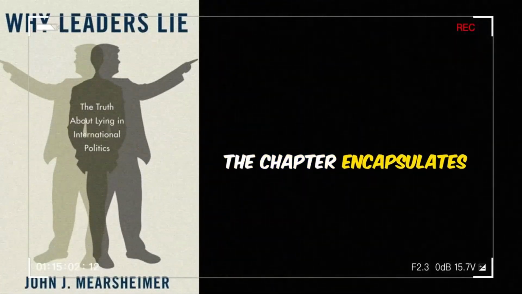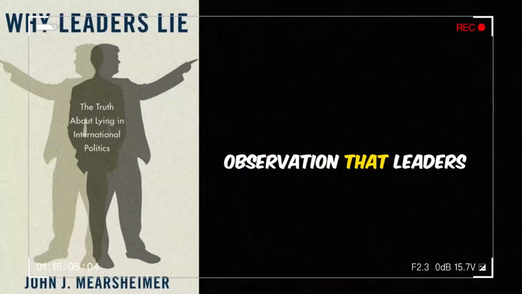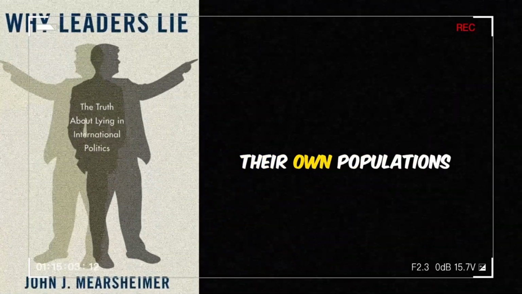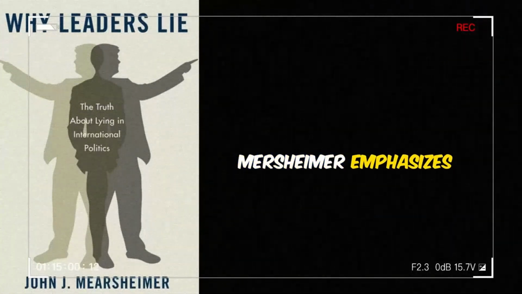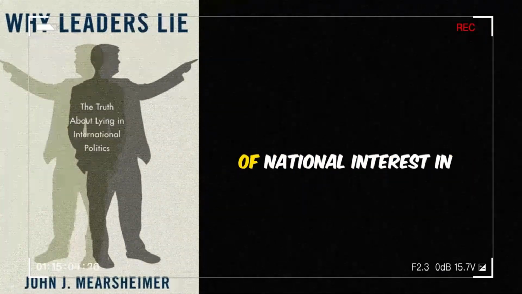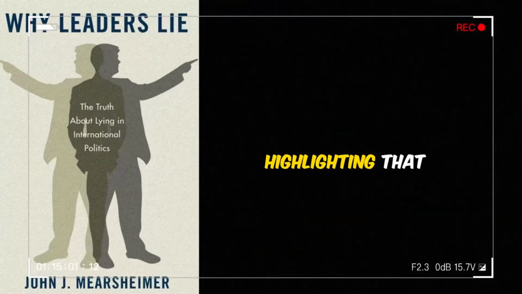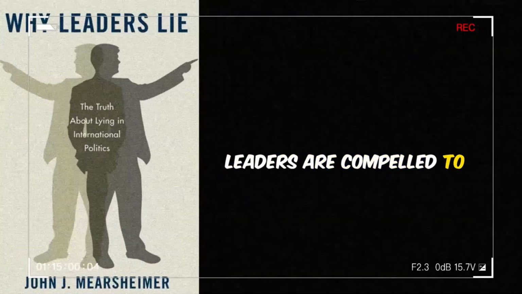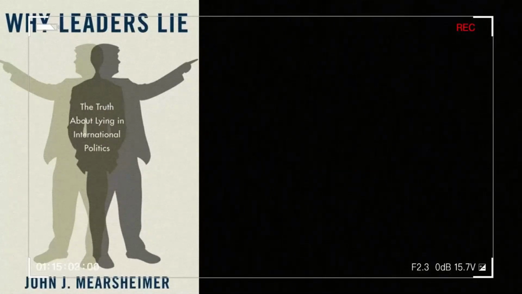The chapter encapsulates the book's primary arguments, including the notable observation that leaders tend to lie more to their own populations than to other countries. Mearsheimer emphasizes the paramount importance of national interest in shaping international behavior, highlighting that leaders are compelled to prioritize the survival and advancement of their nations.